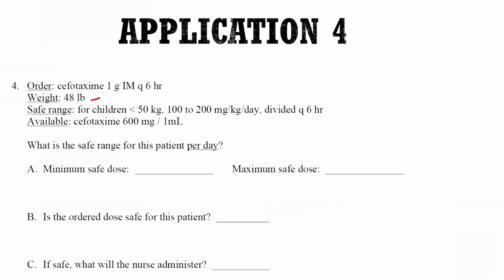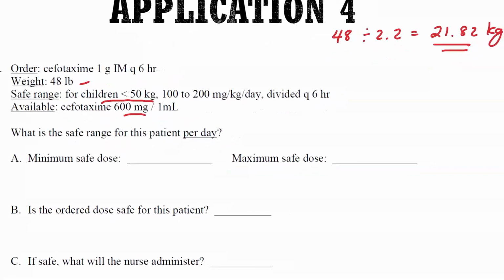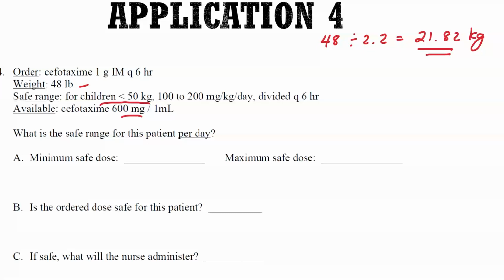All right, last example. We have cefotaxime 1 gram IM every 6 hours, and our weight is 48 pounds. So 48 divided by 2.2 equals 21.82 kilograms. And we're provided with a safe range. As we can see here, it's for children less than 50 kilograms, which is the child that we have, because the child is only 21.82 kilograms. Available cefotaxime is 600 milligrams in 1 ml. So that's how it's supplied.